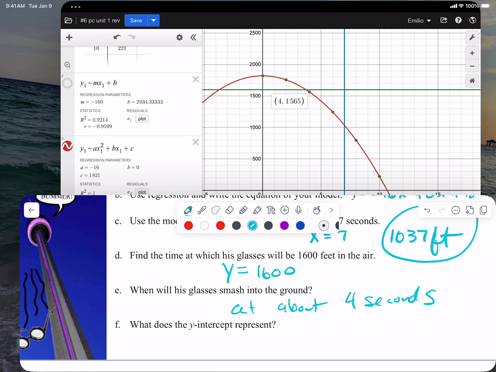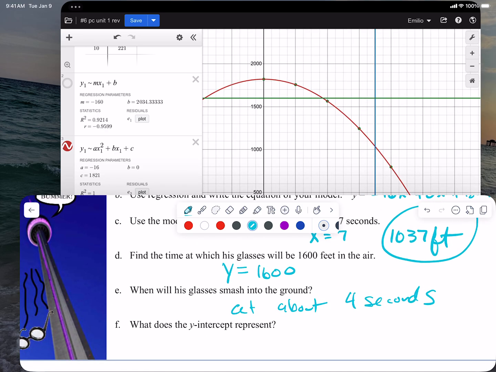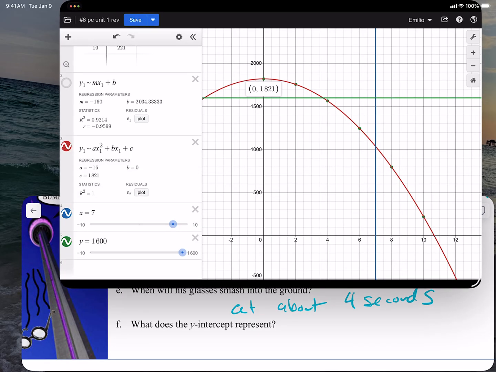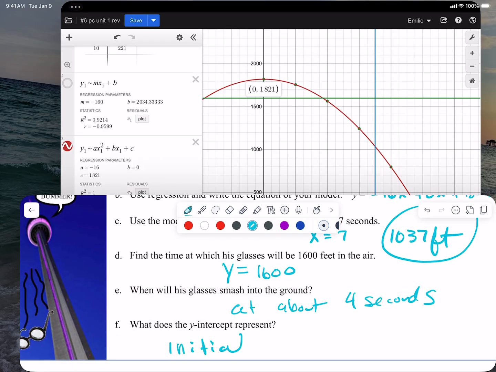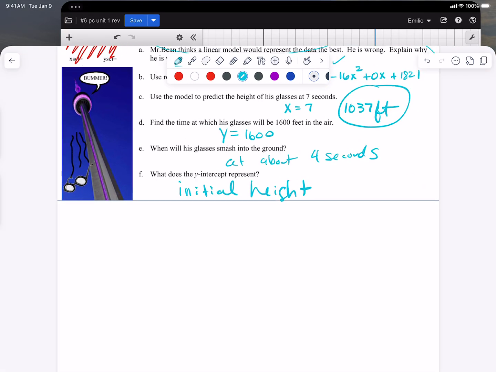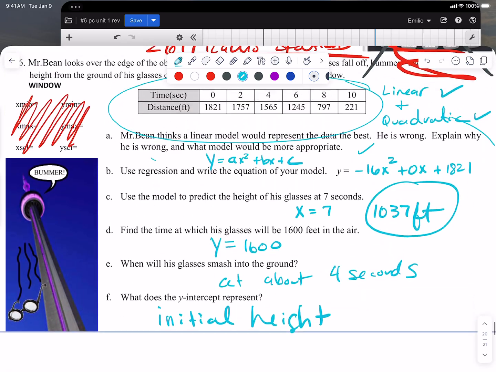What does the y-intercept mean? What this means is how high he was in the tower when he threw the object down, or the object fell off. That's how high he was in the air. So the y-intercept represents the initial height. We can just call it initial height. And we are done. I believe that concludes the review. That's it. We're done, finally.